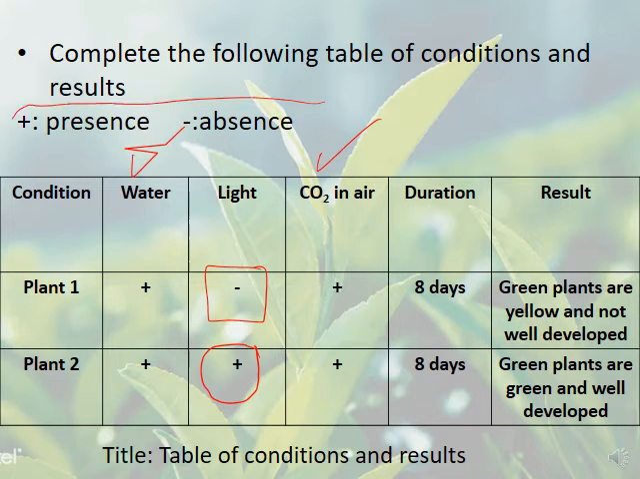Sure, don't forget the legend. And the result: in plant 1, they are yellow and not well developed, whereas in plant 2, they are green and they are well developed. And this is the title, table of conditions and results. This should be drawn using a pencil and a ruler.